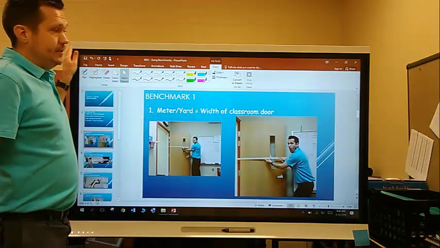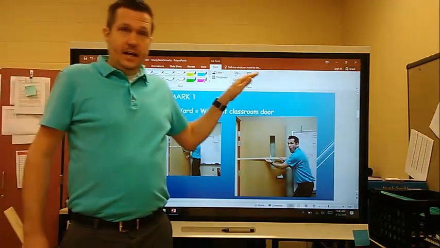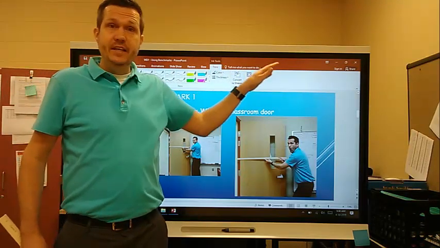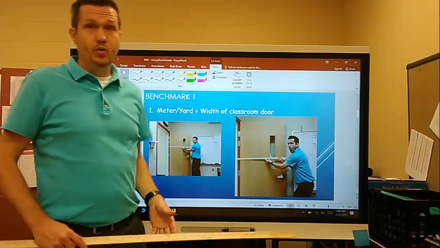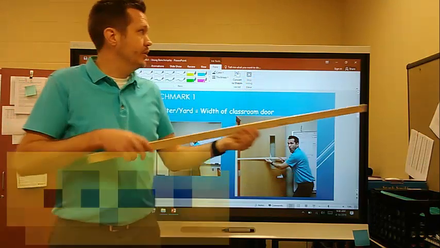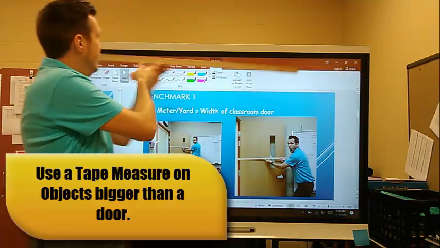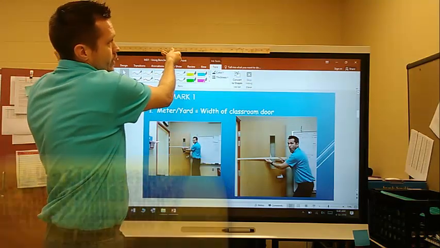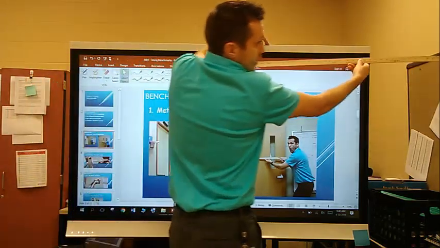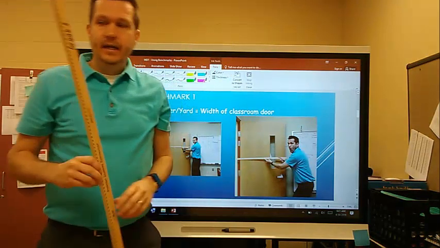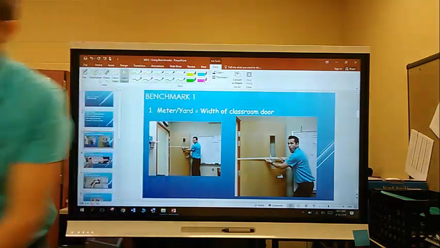Now I can see here that this TV is bigger than my door. So I probably wouldn't want to use this meter or yardstick because it's bigger than it. All right? I could use it. I could just repeat it over and over. Put it right there and then repeat it. I could use that, but I'll show you a better way next. Okay? So let's take a look at our next benchmark.